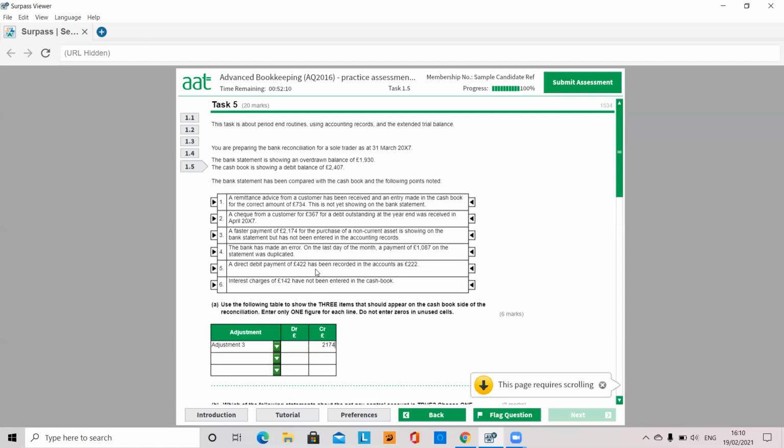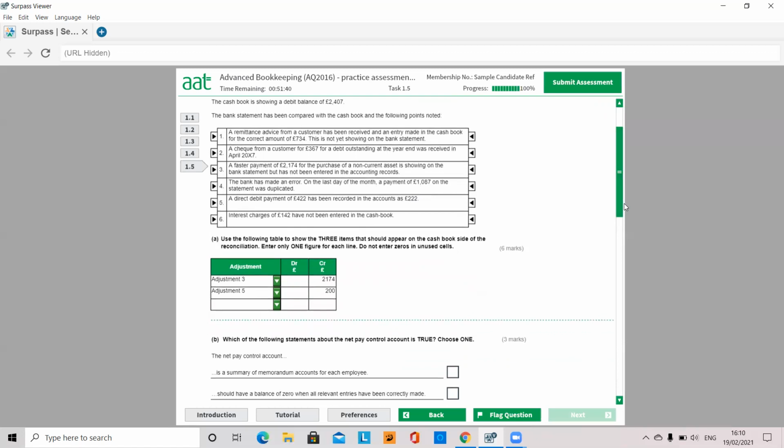Whereas the next one says a direct debit of £422 has been recorded in the accounts as £222. So a direct debit has been recorded in the accounts as £222 when it should have been £422. So that is one of the adjustments that we make, which is adjustment 5. And again, that is for £200 to put it right.